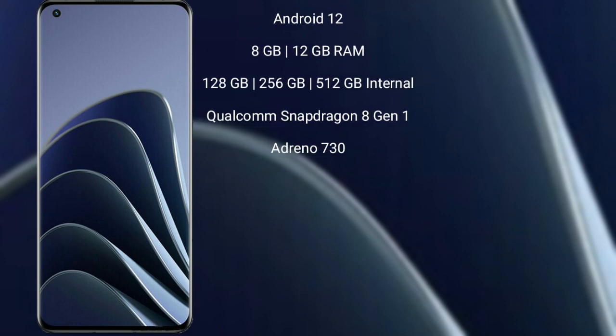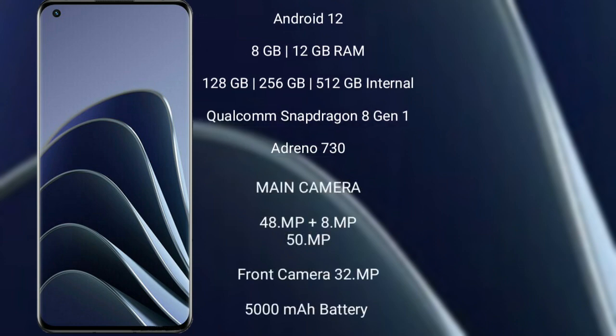OnePlus 10 Pro runs on the Android 12 operating system. It comes with 8GB, 12GB RAM and 128GB, 256GB, 512GB internal storage. Qualcomm Snapdragon 8 Gen 1 processor and GPU Adreno 730. OnePlus 10 Pro rear-set triple camera setup 48MP plus 8MP plus 50MP and its front camera 32MP. 5000mAh battery, 80W fast charging support.